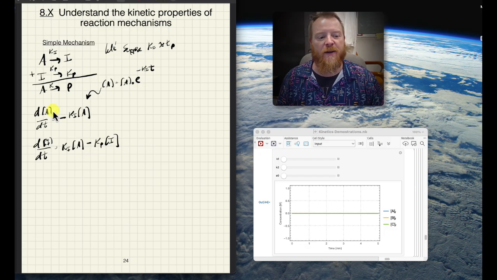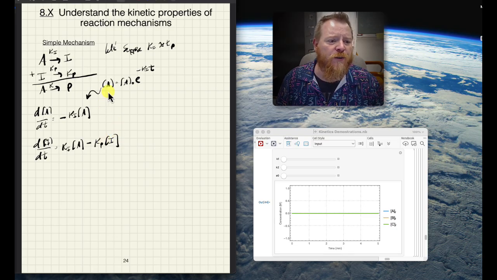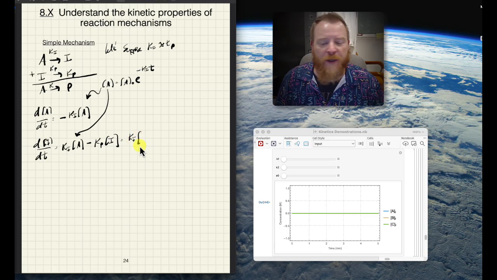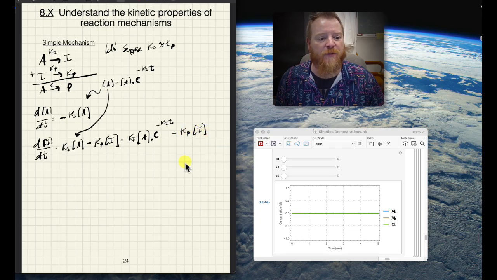This intermediate, because perhaps it's unstable, something we have a hard time measuring, we're going to be really hard pressed to determine the concentration of our intermediate if it's some unstable molecule. All the same, what we can also do in this expression is plug this in right here, which will make our expression more complicated, but that will be a benefit to us later on down the line. So I'm going to write that as A initial e to the negative Ki t minus Kp times I.